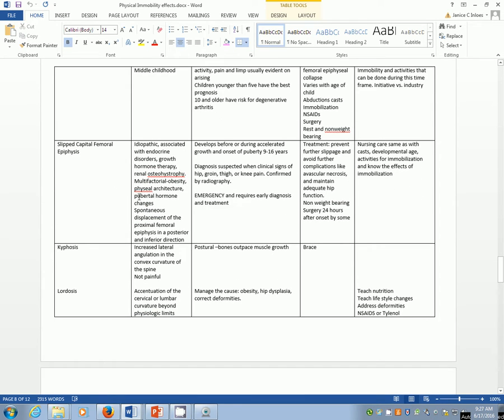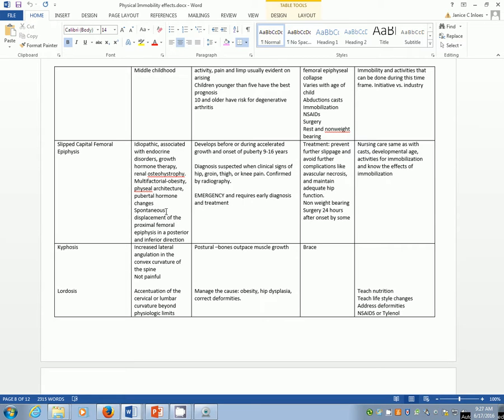Slipped capital femoral epiphysis is idiopathic. It's usually associated with endocrine disorders, which I've listed here. It's multifactorial, and it's also associated with obesity. This does not mean that skinny children cannot develop it. It has to do with the physeal architecture. Sometimes when they go through puberty and those hormones are changing, that's usually when you're going to see this happening. It's just a spontaneous displacement of the femoral epiphysis in a posterior and inferior direction.